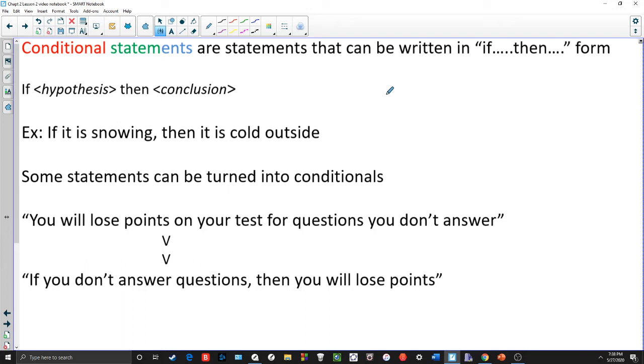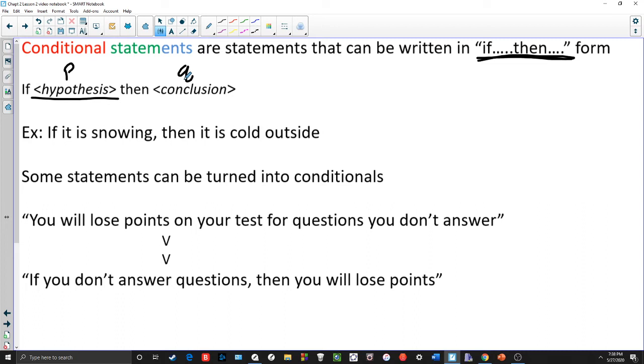All right, so now we get to kind of the big picture here: conditional statements. Conditional statements are statements that are not quite compound, although you could consider them sometimes compound. The main thing for conditionals is that they're statements that can be written in if-then form. This is the form that we're going to write and talk about a lot of stuff in geometry: if the hypothesis, which we usually call P, then the conclusion, which we usually call Q.